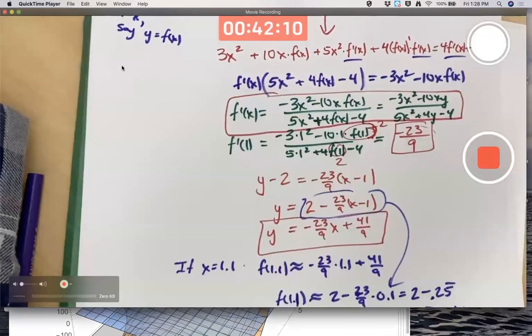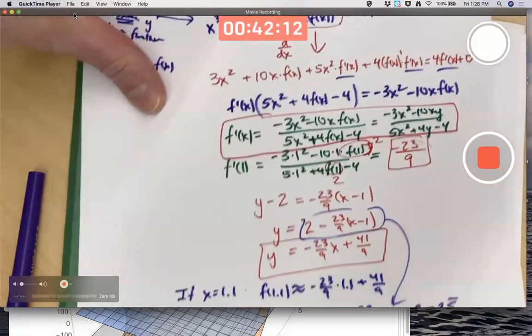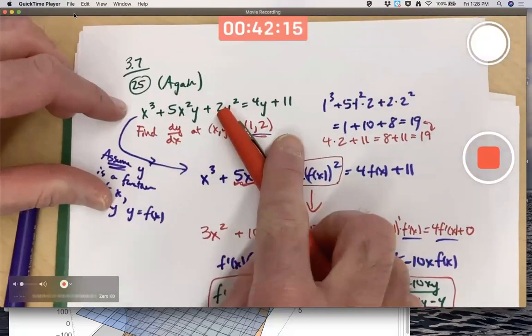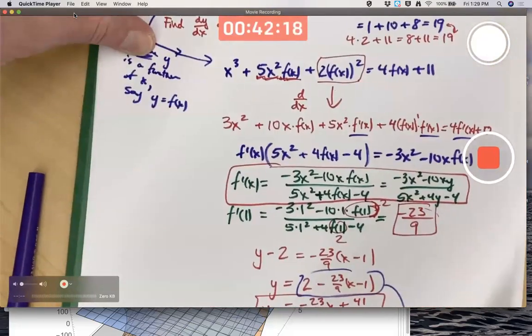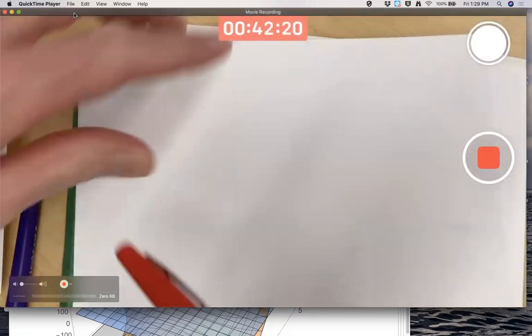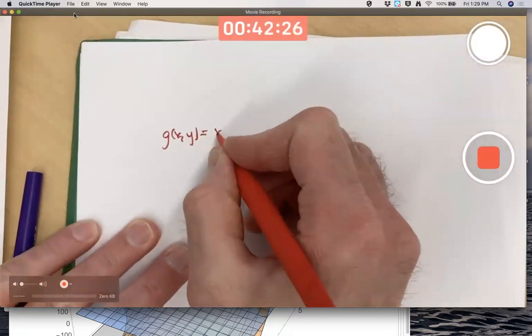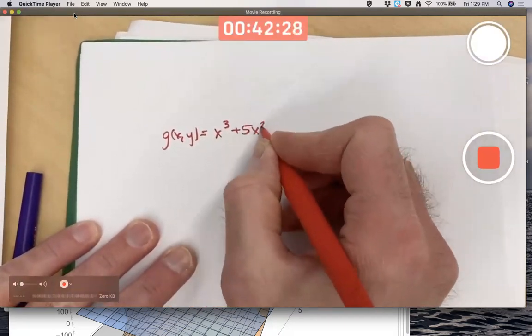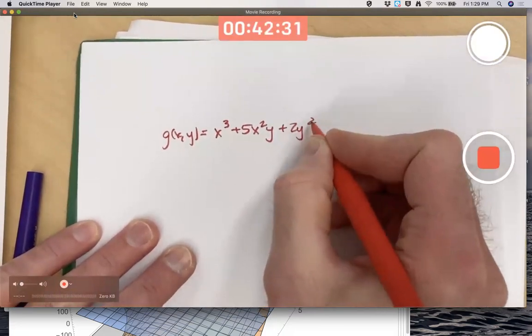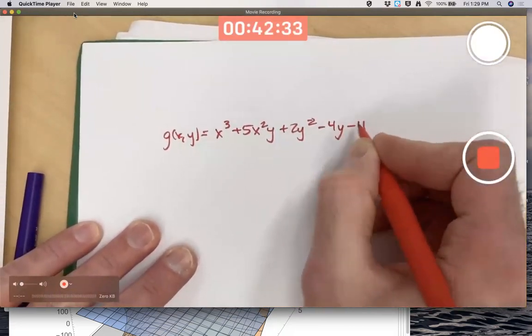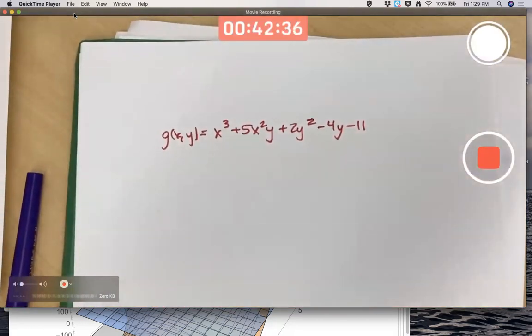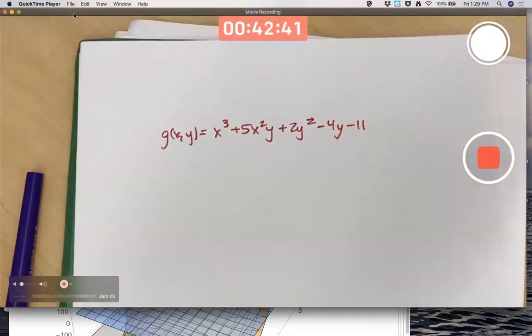Okay, so what I did here is I let g of x, y essentially be this thing minus 4y minus 11. Go ahead and write that by hand here. g of x, y equals x cubed plus 5x squared y plus 2y squared minus 4y minus 11. And when g of x, y equals 0, that corresponds to the same equation from the previous piece of paper. If it equals something other than 0, then it's a different equation, a different curve.